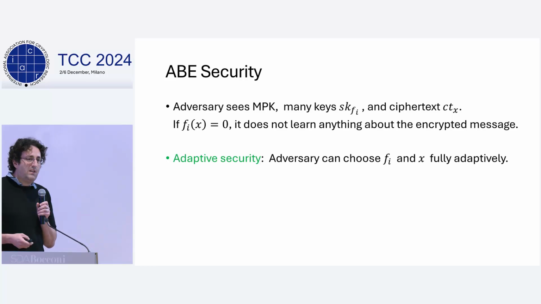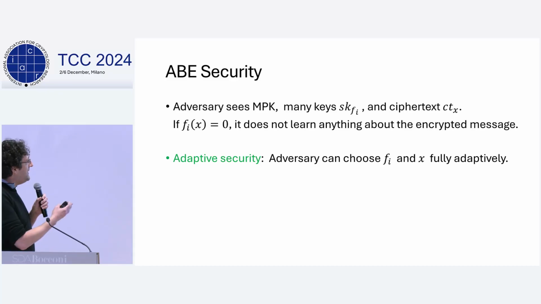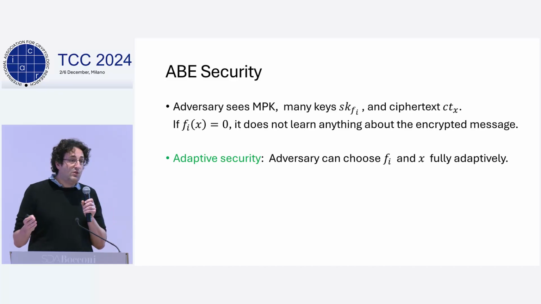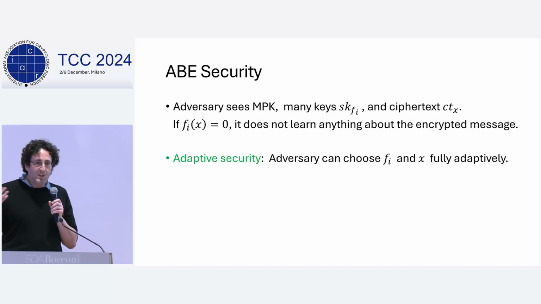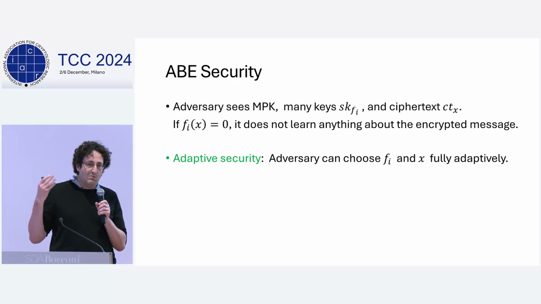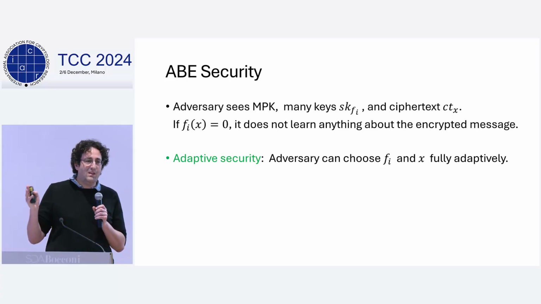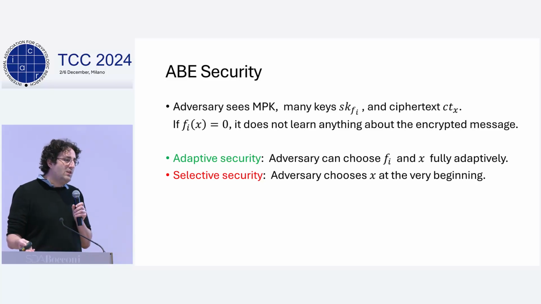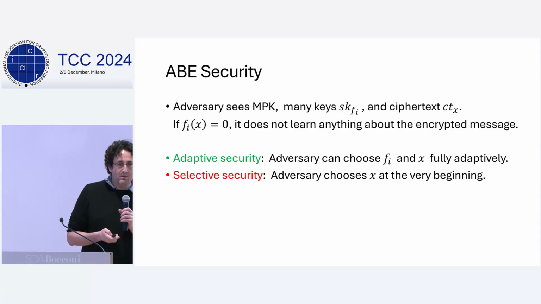So the question is, where do these policies Fi and the attribute X come from? How are they chosen? They're going to be chosen adversarially. Ideally, we'd like to do this with fully adaptive security. So the adversary can choose the policies Fi and the attribute X fully adaptively, meaning it can see the master public key, get a bunch of secret keys for different policies Fi, then adaptively choose the attribute X, get the ciphertext for X, and then choose additional policies Fi and get secret keys for them. That's the ideal. This turns out to be often very difficult to achieve, and so people have also considered a relaxed notion called selective security, where the adversary has to choose the attribute X at the very beginning of time, before even seeing the master public key.